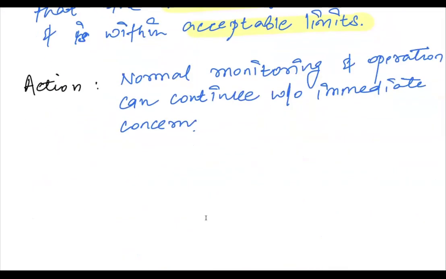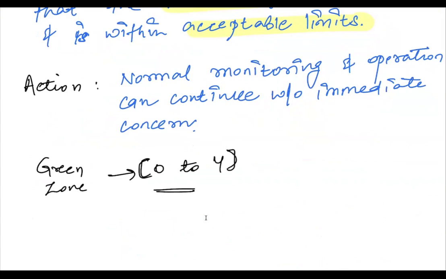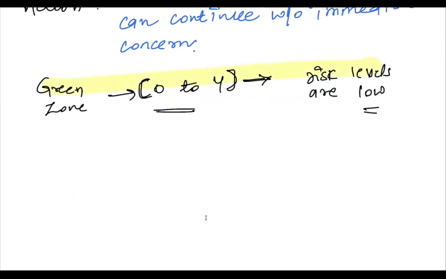Okay. So always remember, just to summarize, if your model is in the green zone, the number of breaches should be between 0 to 4. If your number of breaches is between 0 to 4, it will be in the green zone. What does the green zone mean? That your model is good to go. You don't need to worry about the model. You just need to monitor it, and you do not need to take any actions on the model. And also, basically, risk levels are low. So this is what it means by green zone.